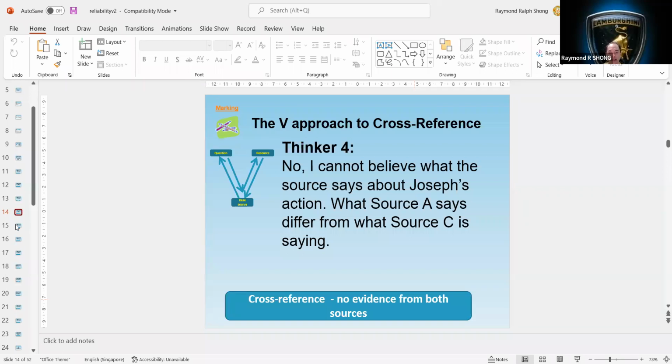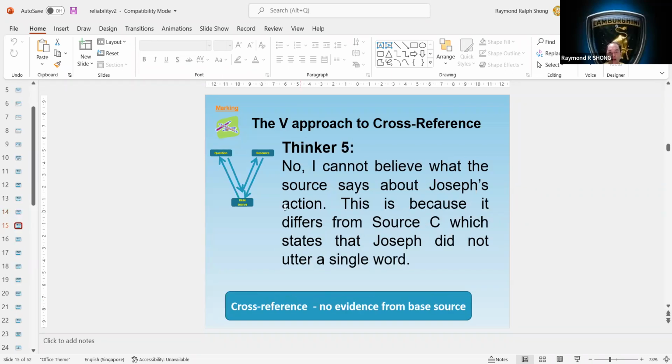Okay, next. Now, cross-referencing, no, I cannot believe what the source says about Joseph. Actually, this is because it differs from source C, which states that Joseph did not utter a single word. Where is the evidence? You realize from slide 11 to 9, slide 15, it's all about evidence and evidence. For goodness sake, lah.